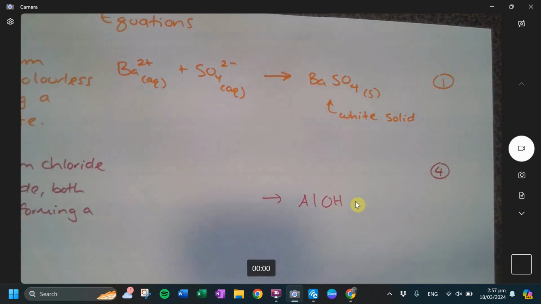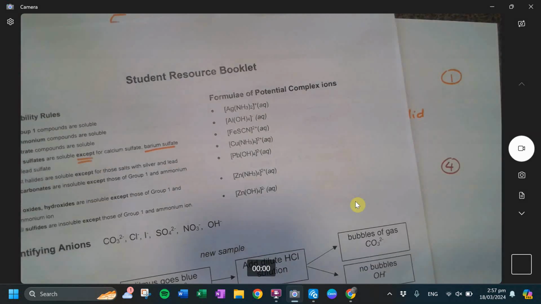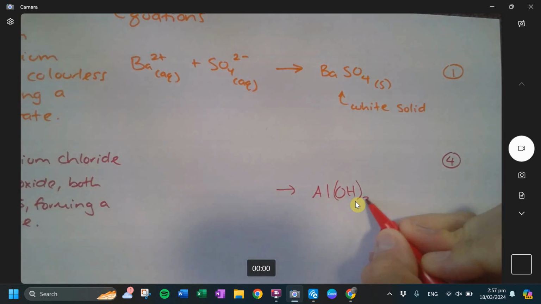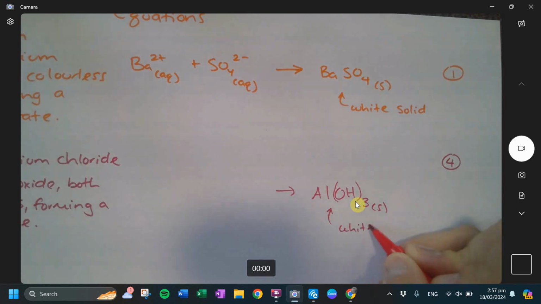All right, now let's check our charges. Aluminium is positive 3, hydroxide is negative 1. So what do I need to do? Brackets and 3. Solid, and that is my white solid. I just want to double check. I can verify my observations.